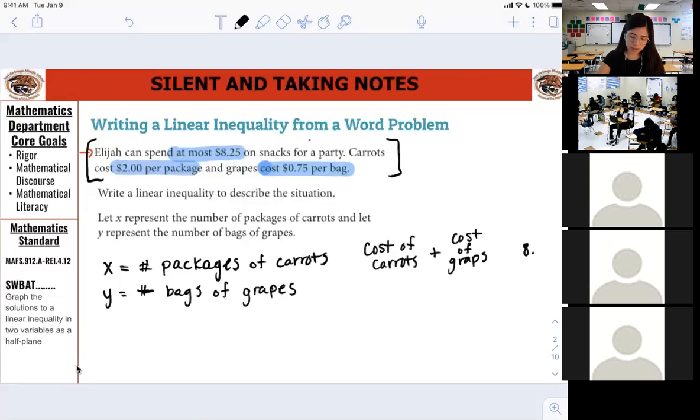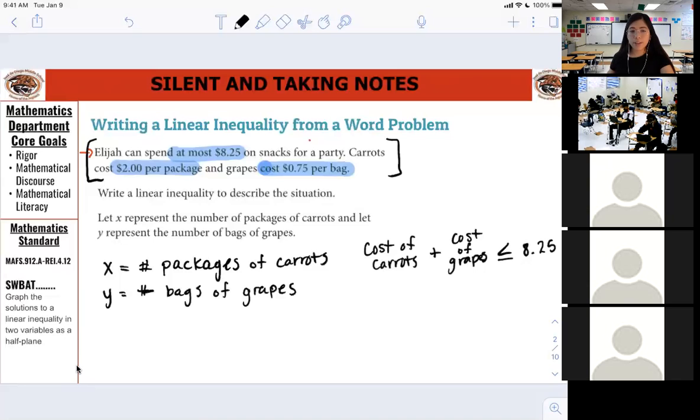He can only spend $8.25. So do we want his total to be more than $8.25 or less than $8.25? Less than. So I'm going to put a less than symbol. Can it be equal to $8.25? Yes, at most. So we can include $8.25. So it's less than or equal to.